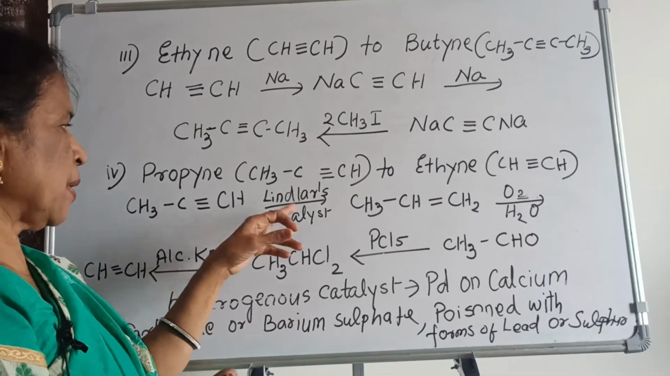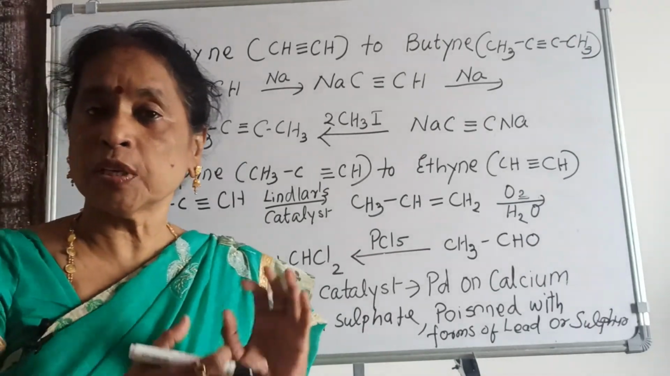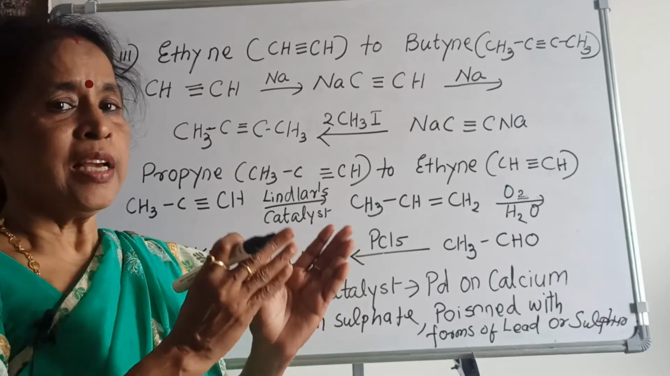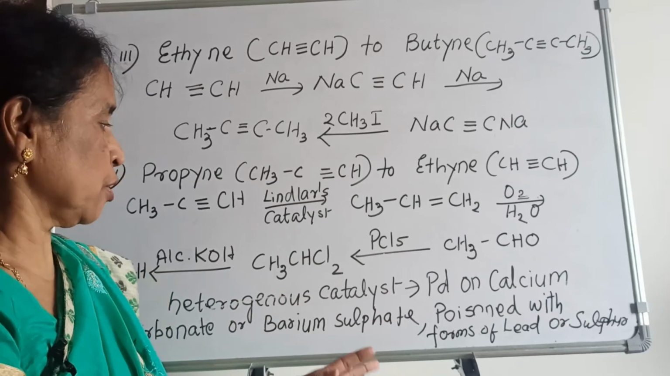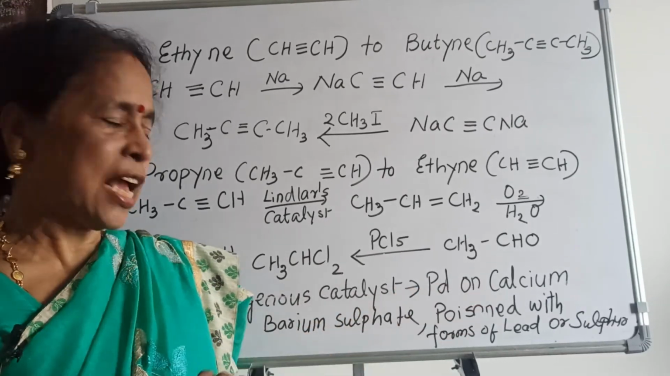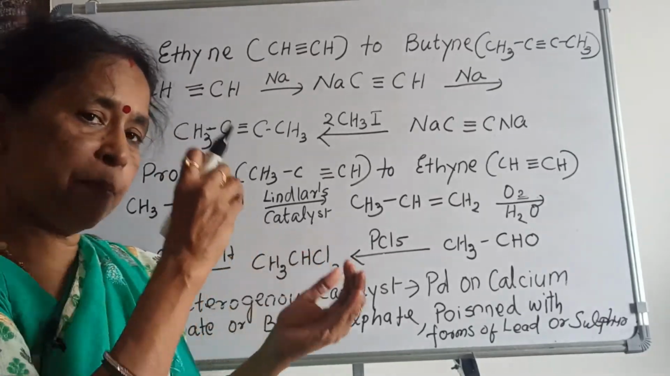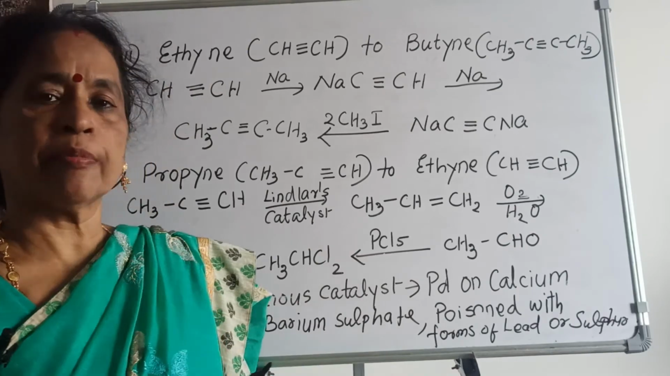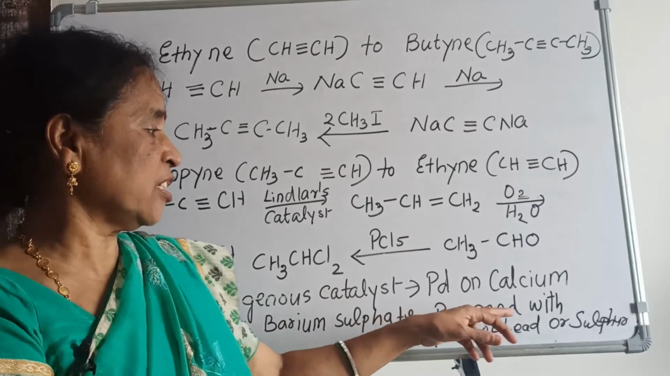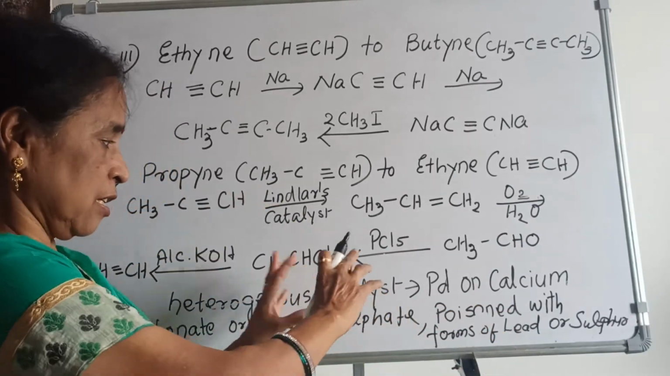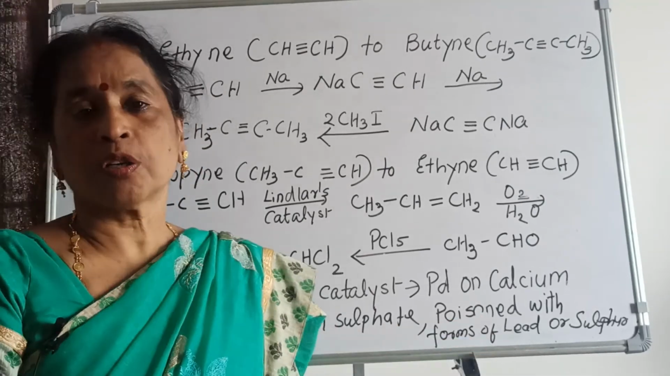Then the question is, what is Lindlar's catalyst? It is a heterogeneous catalyst. What is a heterogeneous catalyst? Homogeneous means the same type of composition, and heterogeneous means different types of composition. See, palladium on calcium carbonate or barium sulfate. Now you take palladium and pass it over calcium carbonate and barium sulfate, and after that you should poison this compound with different forms of lead or sulfate.